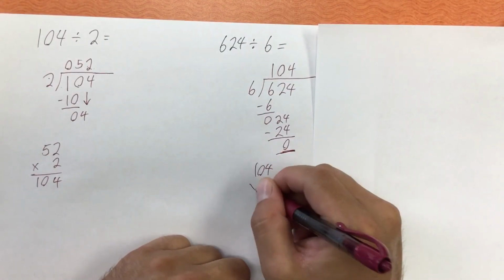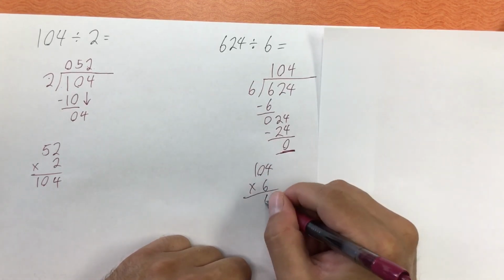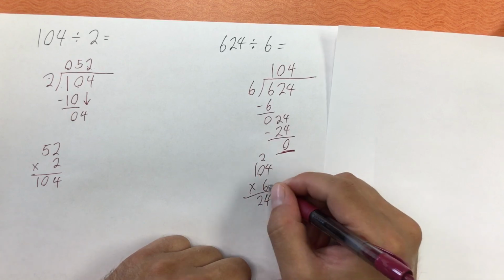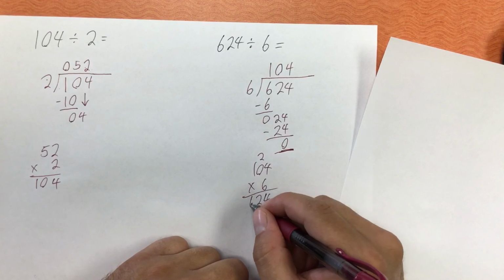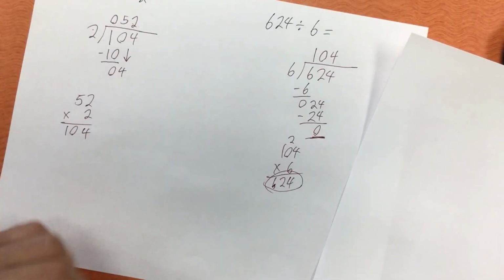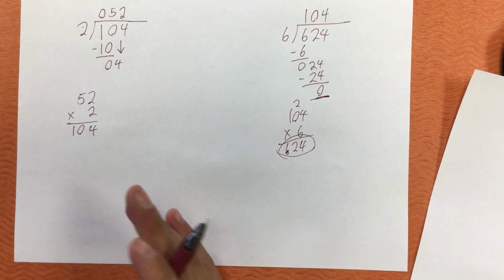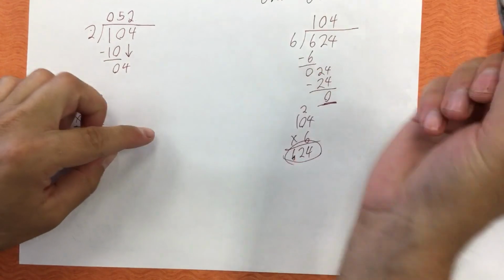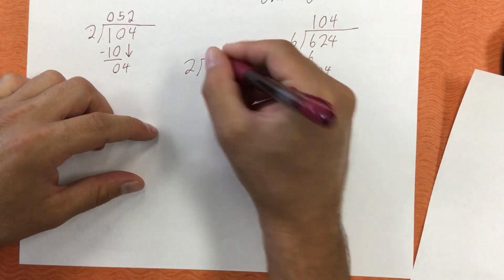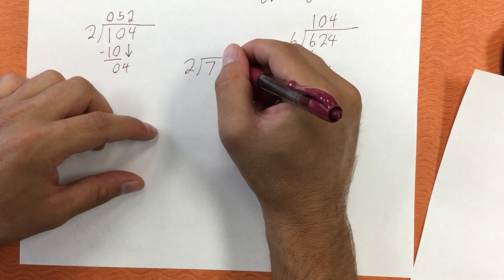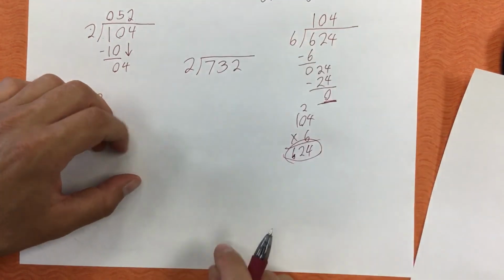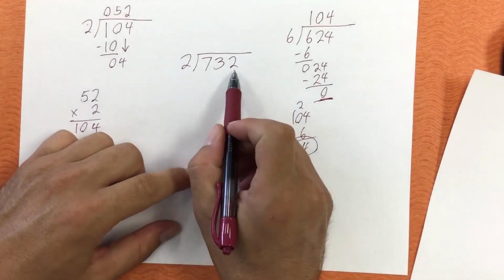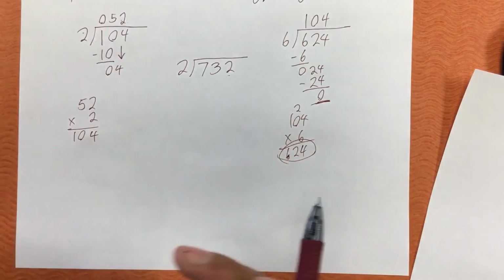So again, let's check it. 104 times 6, so 6 times 4 is 24, carry that 2, 6 times 0, 0, and a 2 there, and 6 times 1 is 6. There we go. It's always good to double check because I can't tell you how many times I've mixed up numbers. All right, I want to do one more that's not going to come out as pretty, so let's do this. 732. Now, looking at it, I know that it's going to go in evenly, right? Because it ends in an even number, and 2's there, so it helps to know those facts.